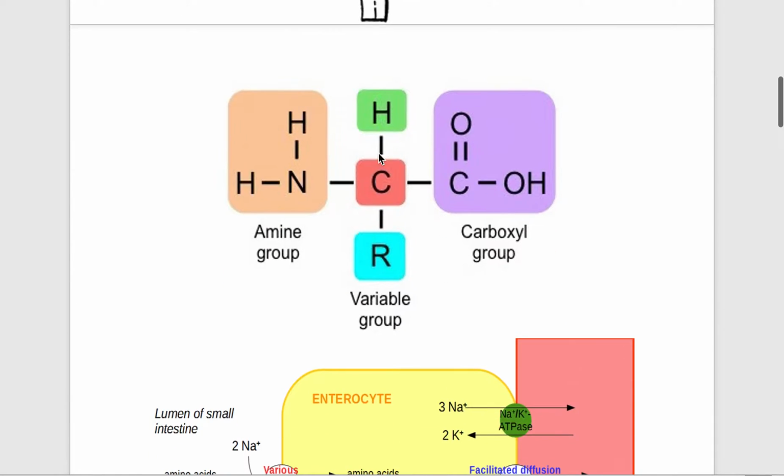Here's a breakdown of what an amino acid looks like. We have our amine group on the left, our R signature here in the middle, which is what signifies what the amino acid is and what differentiates it from others. And we have our carboxyl group on the right here, which is a weak acid.